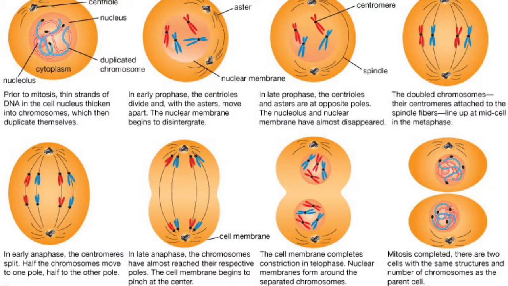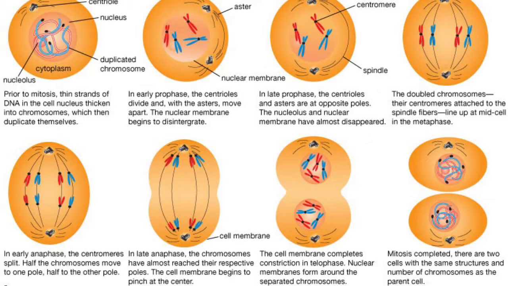Prior to mitosis, each chromosome makes an exact duplicate of itself, and the chromosomes then thicken and coil. In early prophase, the centrioles, which have divided, form asters and move apart. The nuclear membrane begins to disintegrate. In late prophase, the centrioles and asters are at the opposite poles. The nucleolus and nuclear membrane have almost disappeared.